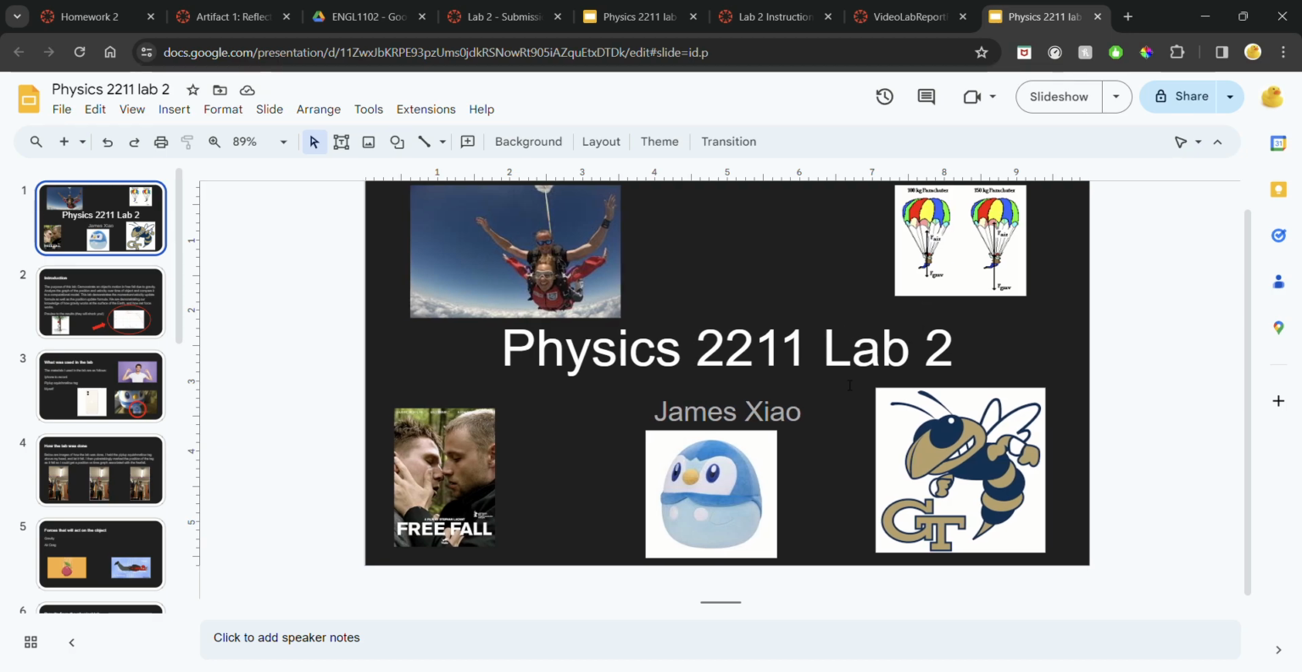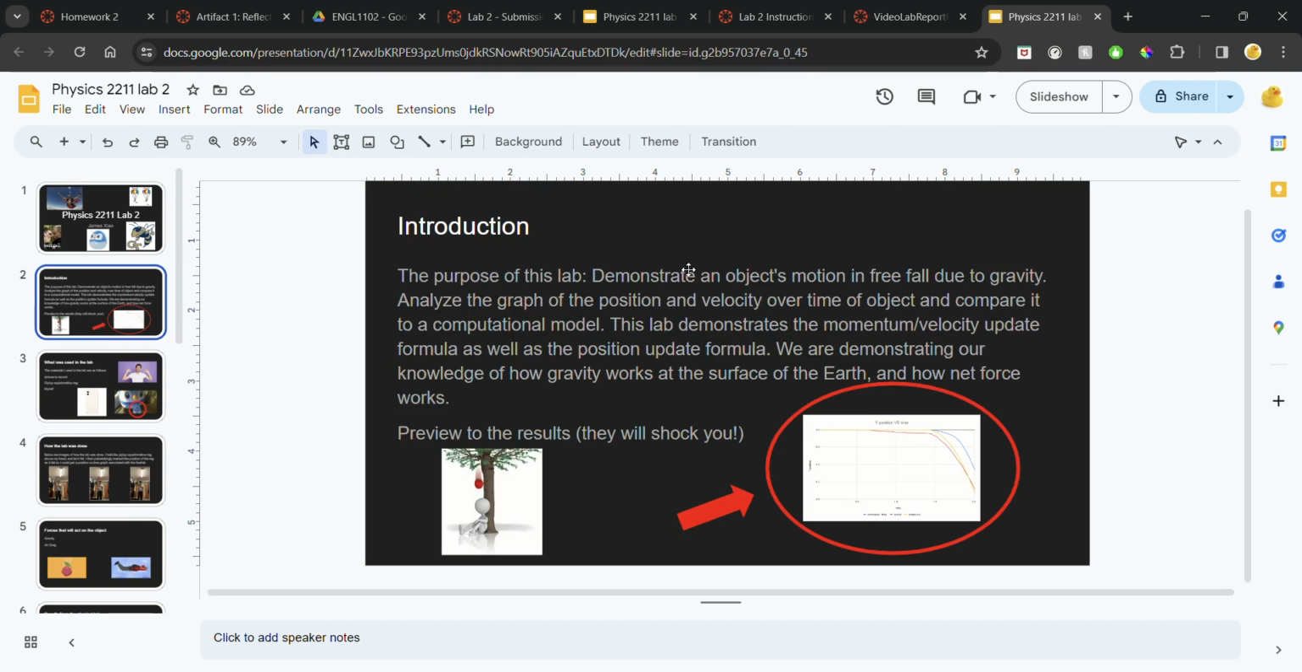This is my second lab for PHYS2211, and it's going to be about freefall. The purpose of this lab is to demonstrate an object's motion in freefall due to gravity. We're going to analyze the position and velocity over time of the object and compare it to a computation of the object falling. In this lab, we're going to demonstrate the momentum/velocity update formula as well as the position update formula. We're demonstrating our knowledge of how gravity works at the surface of Earth, and how the net force works as well with that. And here's a quick preview of my results, and they will shock you.